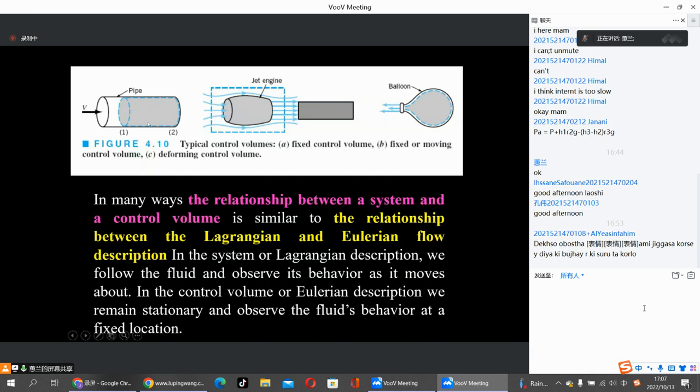Here we have introduced the definition of system and control volume. The relationship between a system and a control volume is quite similar to the relationship between the Lagrangian and Eulerian flow descriptions. In the system or Lagrangian description, we follow the fluid and observe its behavior as it moves about. However, in the control volume or Eulerian description, we remain stationary and observe the fluid's behavior at a fixed region.